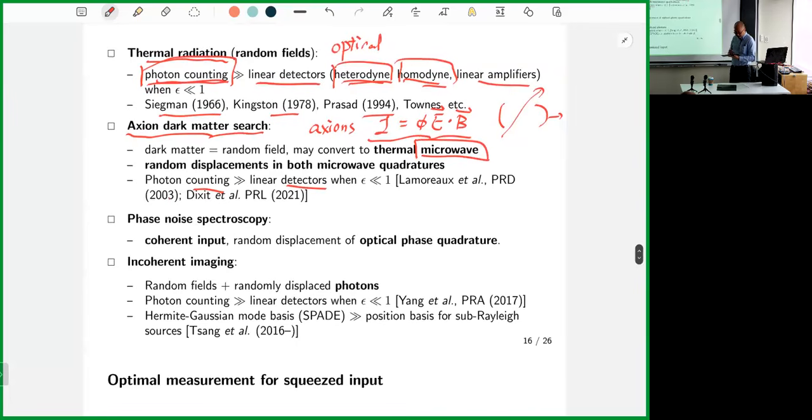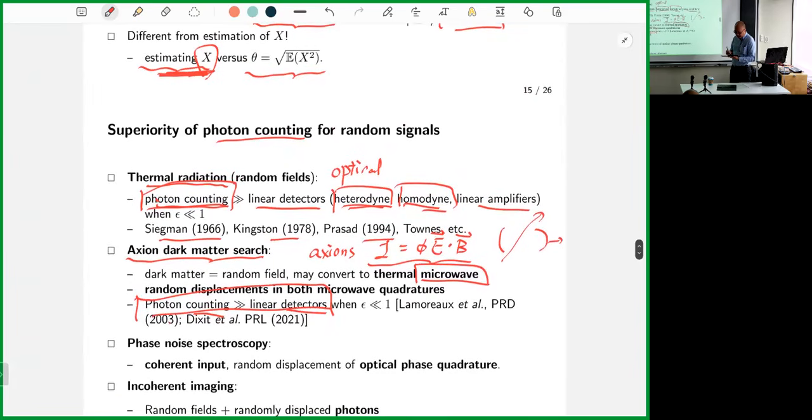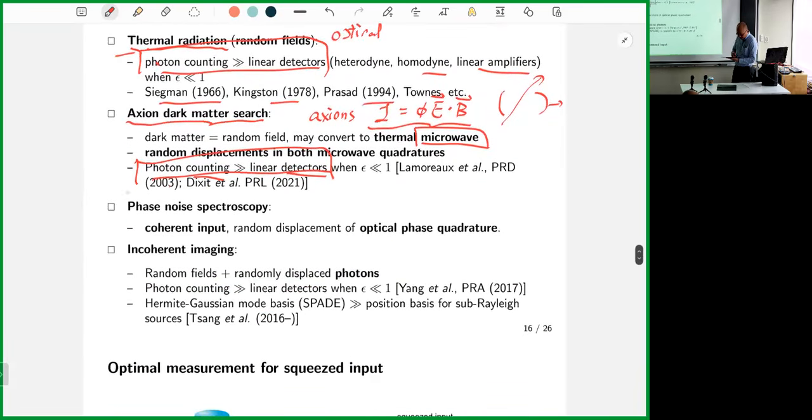Right, yes, but this is fundamental. It's really for the same reason that people don't do heterodyne or homodyne when you do optical astronomy. So you expect that even with a little bit of noise, there's still a fundamental advantage of doing photon counting.